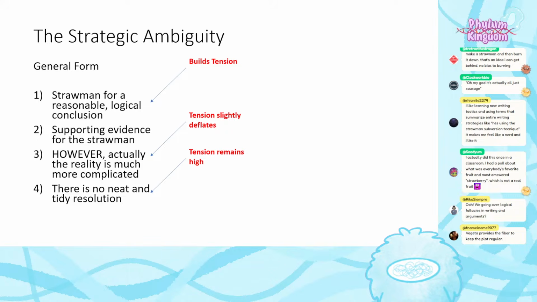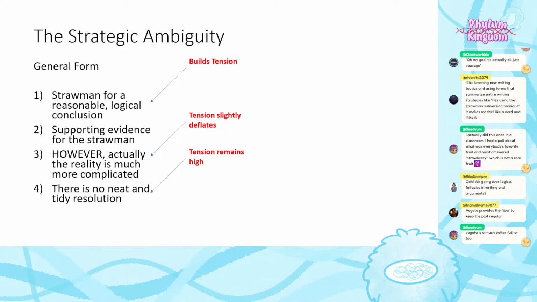I actually did this once in a classroom. I had a poll about what was everyone's favorite fruit, and most answered strawberry, which is not a real fruit. Exactly. And they are going to retain that information much more because that expectation was subverted. The subversion of that expectation is surprising, and our brains pay more attention when you encounter surprise, right? And this is a good kind of surprise, right? When we were talking about the clarity section, there are bad kinds of surprises where your brain is not correctly predicting the direction of the story.